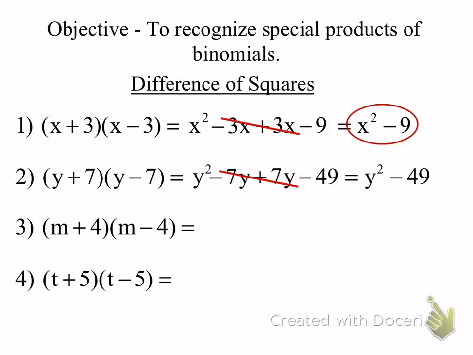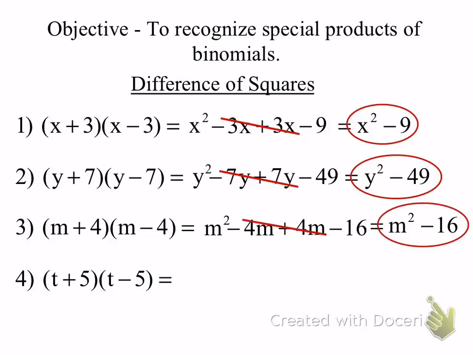And we call this a difference of squares. Now, this isn't called a difference of squares. The result is. Why is it called that? Because it's a perfect square minus a perfect square is what your result ends up being. So what would this be without doing the middle part? What would we get? Jared? M squared minus 16. Perfect. And the next one, Shia? You would get t squared minus 25. Good.